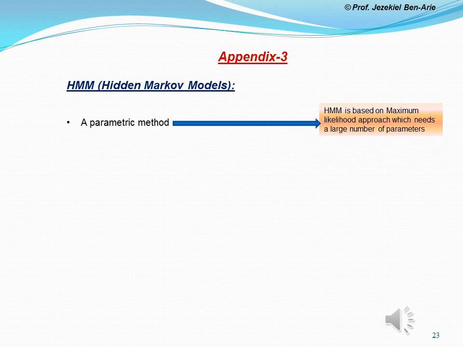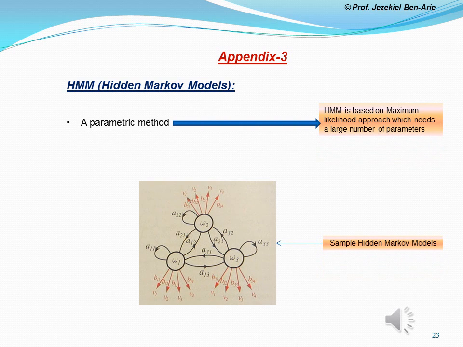In Appendix 3, we shall discuss hidden Markov models, or HMM, which is the state-of-the-art and the most popular speech recognition method nowadays. HMM is a parametric method which is based on maximum likelihood approach. Here we are showing a sample hidden Markov model with 3 hidden states.